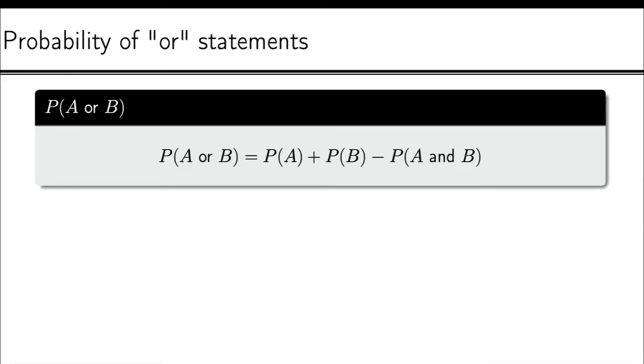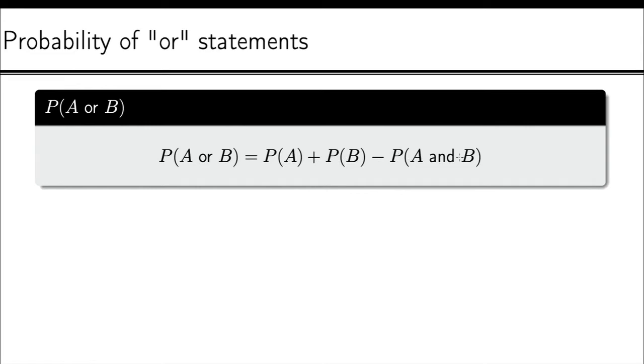All right, now we'll talk about or statements. So the probability of the event A or the event B happening. Now what this means in math, this is very important. The word or specifically means A or B or both A and B, okay? So the probability of A or B turns out to be this here: probability of A plus the probability of B minus the probability of A and B.